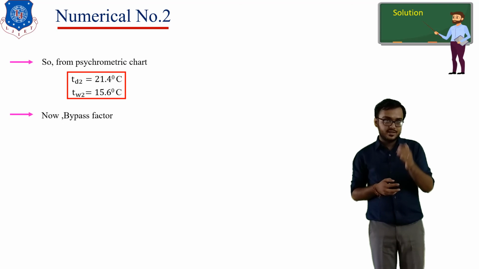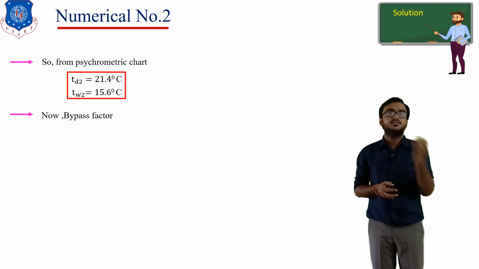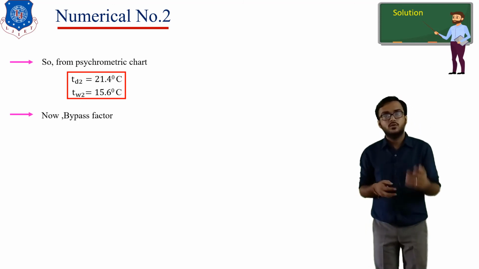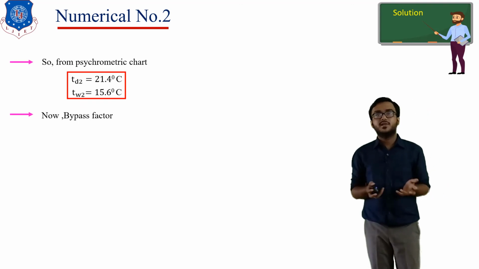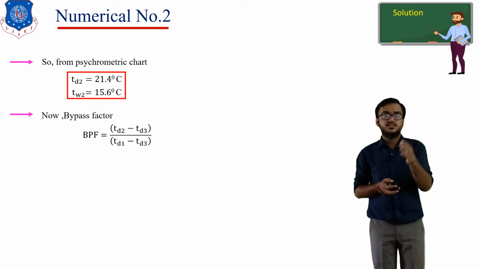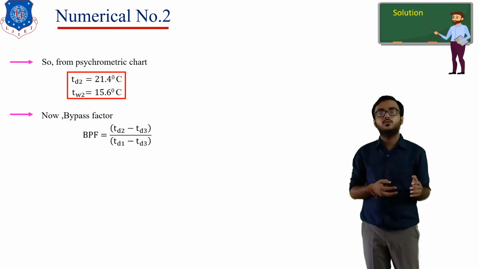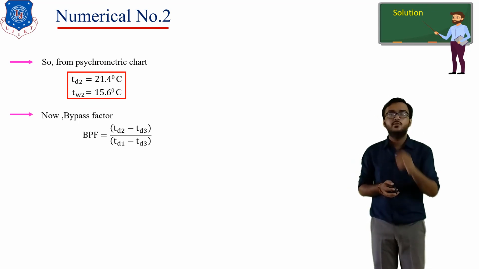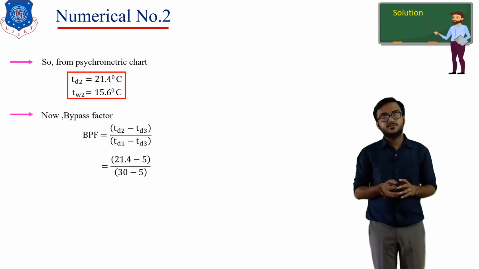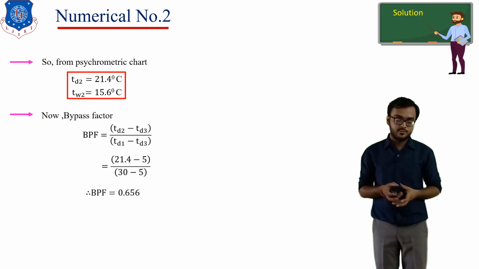Now the bypass factor X is equal to TD2 minus TD3 divided by TD1 minus TD3, or you can say vice versa. We derived this equation in our previous class, so you know very well how to deal with the bypass factor. We have all parameters with us, namely TD2, TD3, TD1. So just put the values here, and you will get the bypass factor equal to 0.656. So this is all about the numerical related to the psychrometric process.